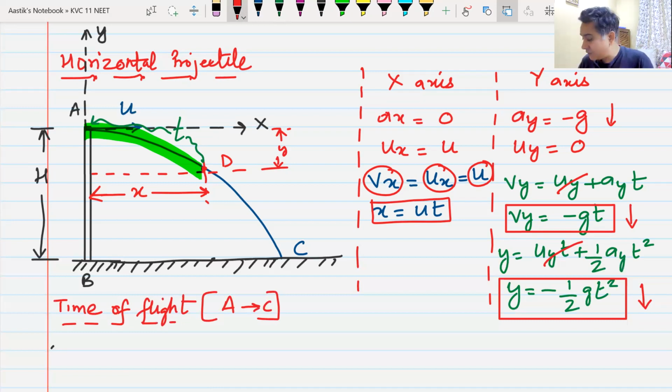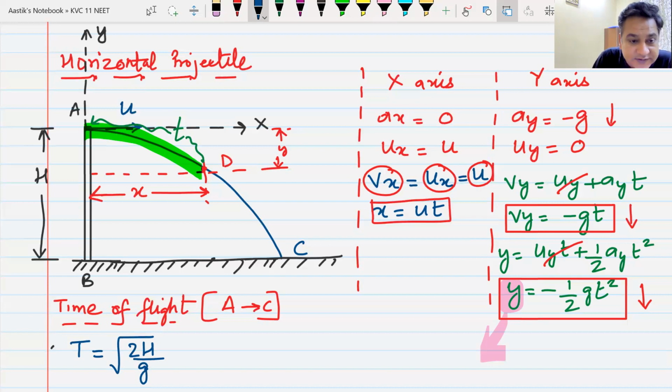How will you find out this time of flight? It is very simple. In this y, I will put the value of y as minus h, because from A to C, the distance it has moved along the y-axis is minus h, and I will get the value of t as the time of flight. I will not solve this, I will just give you the answer. The time of flight will be equal to root over 2 times h by g. Remember this, root over 2h by g. That is the time of flight.